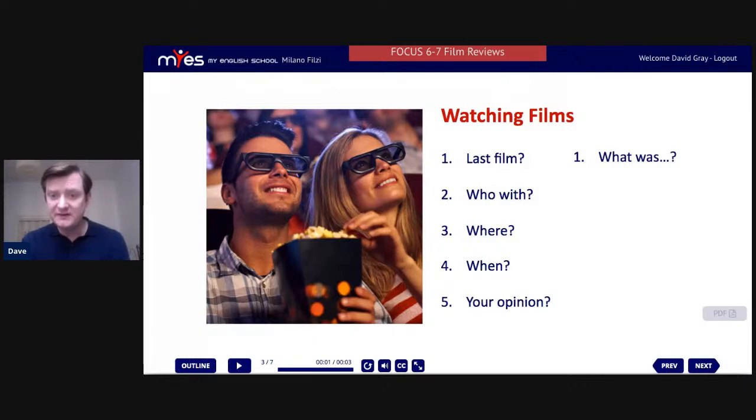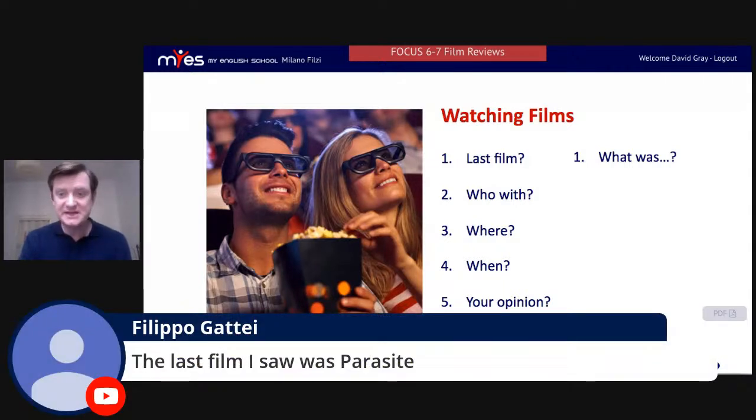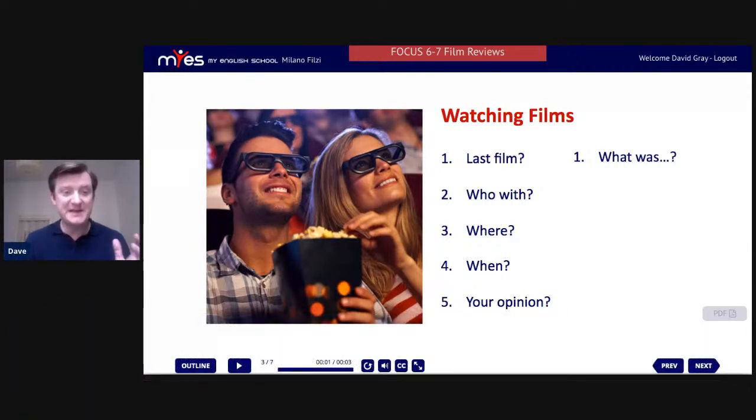Oh, lovely. Filippo, the last film you saw was Parasite. Excellent. Well, I know that won the Oscar, didn't it, for best film this year? Amazing. Another film I haven't seen. I really want to watch it. I actually seem to watch more old films these days, but I think it's been a very good year for cinema. There's been lots of films that I've wanted to watch.